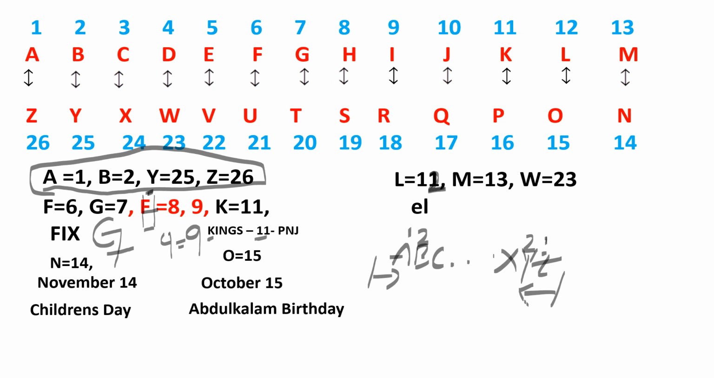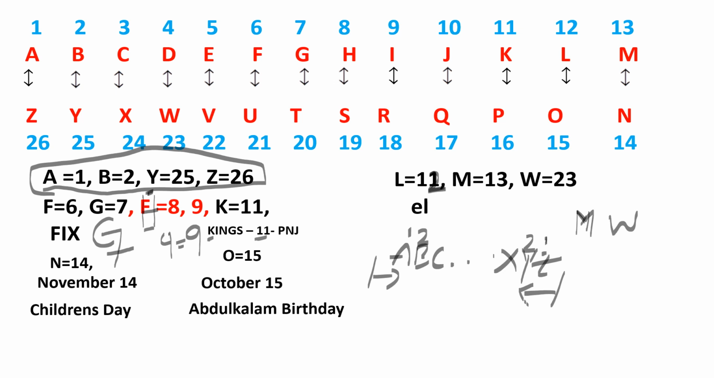M for 13. If you look at M and W, they resemble the number 3. If you rotate them, they resemble the number 3. So M comes first, that is 13. W comes afterwards, that is 23.